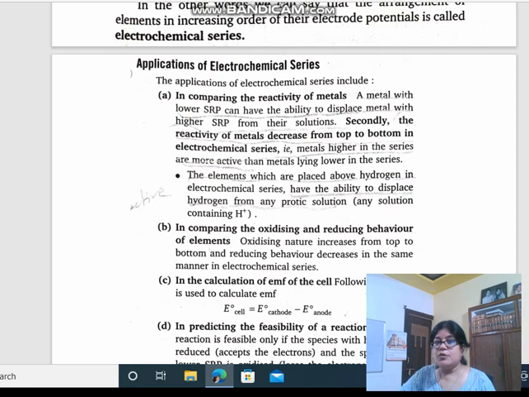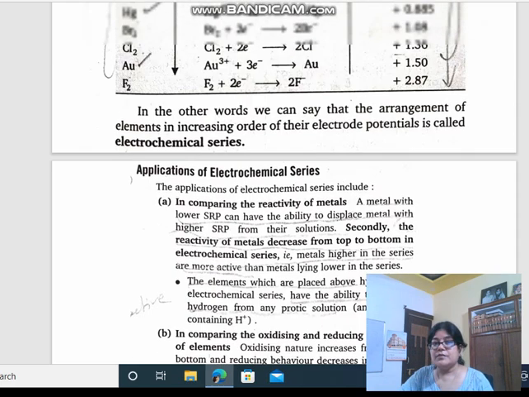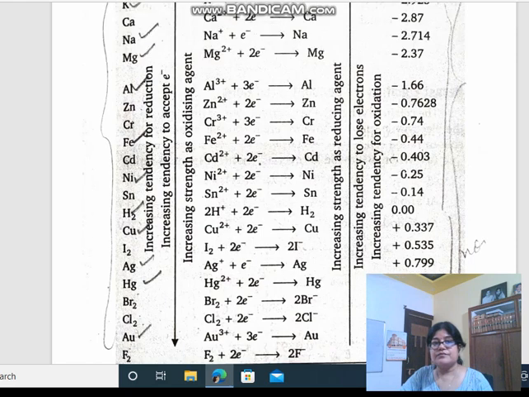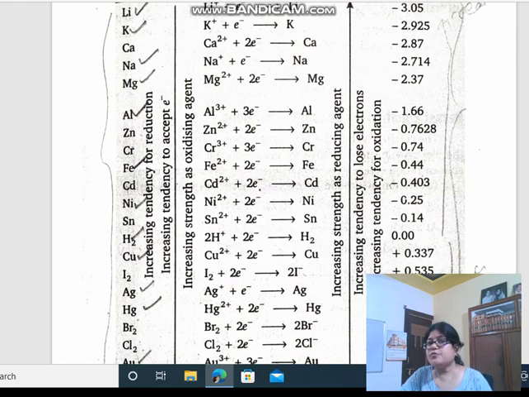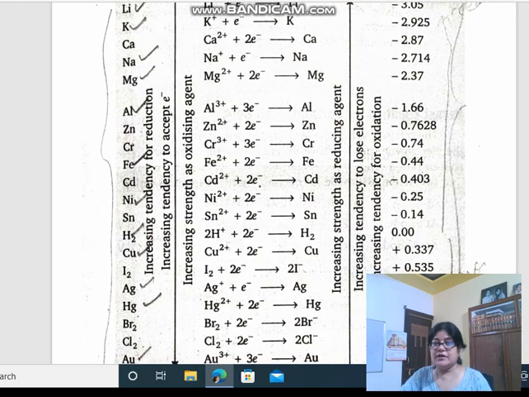A metal with lower SRP has the ability to displace a metal with higher SRP. Listen. Secondly, the reactivity of metals decreases from top to bottom. That means the metals which are at the top are more reactive. For example, in this series, we all know that potassium is more reactive in comparison to copper. The elements at the top are more reactive, and the elements at the bottom are less reactive. That means reactivity decreases.